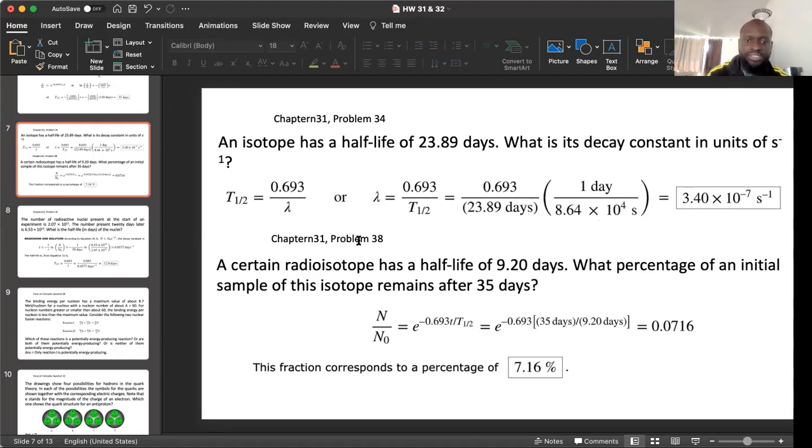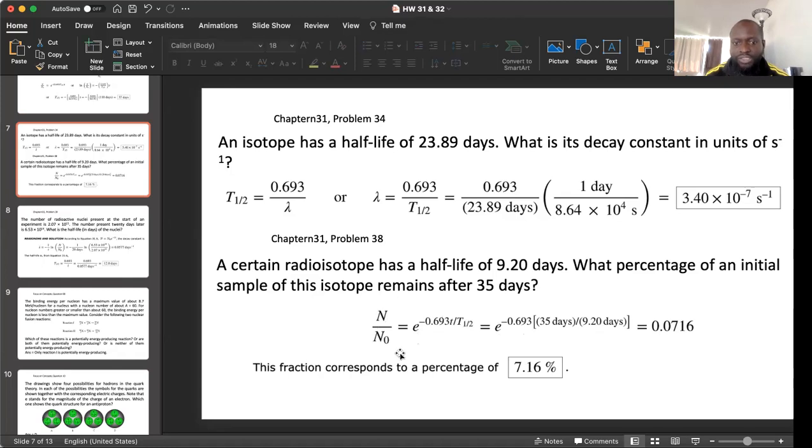So next one is chapter 31, problem 38. It says a certain radioisotope has a half-life of 9.20 days. What percentage of an initial sample of this isotope remains after 35 days? So N over N naught equals exponential this. You are given the half-life and you are given the number of days t. So t over half-life is 35 over 9.2 days. And then you are asked how much is left.